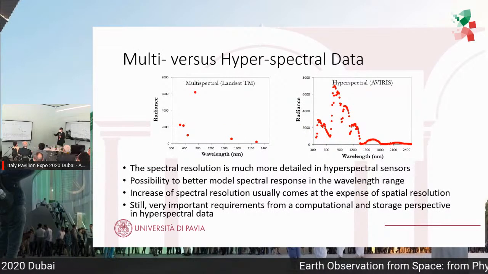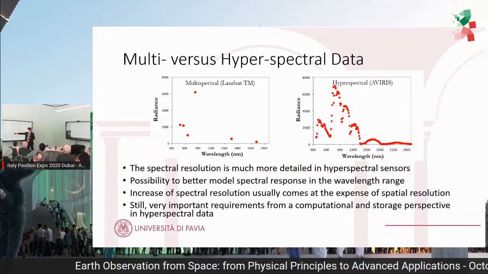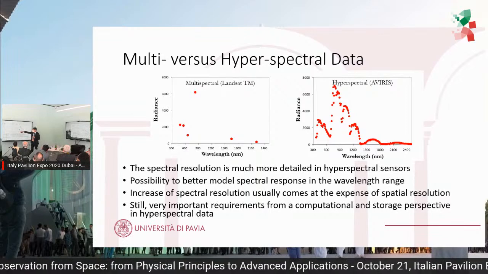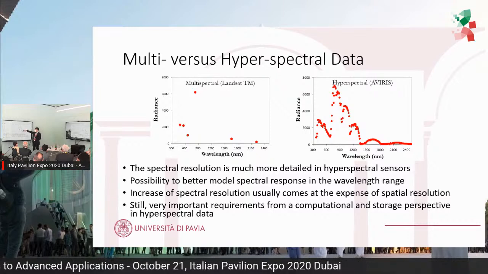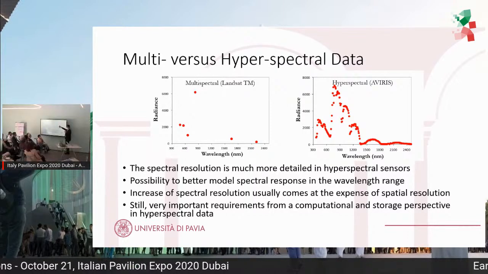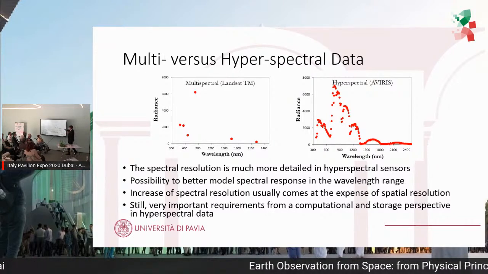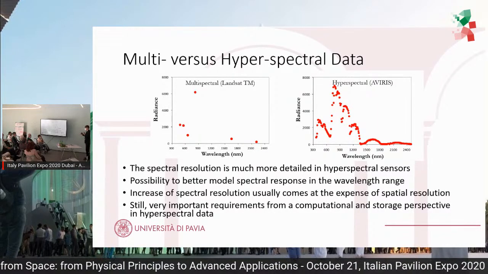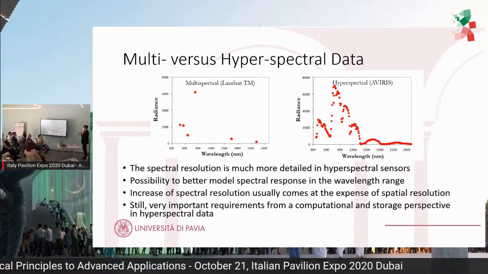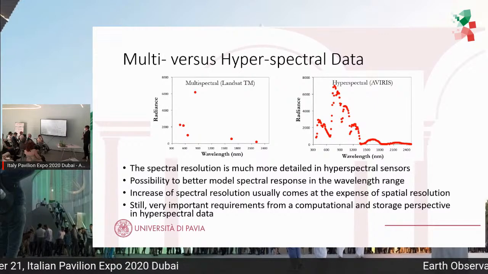Okay, so when you compare multispectral versus hyperspectral data, you see that this is the case. For multispectral, you have only a few measurements. This is similar to the image that was shown in the morning. This one is what you get when you have all the data. This is an airborne sensor, AVIRIS, a legacy sensor from NASA. And the spectral resolution is much more detailed in a hyperspectral sensor. And of course, this gives us the possibility of a better spectral response, but it comes at the expense of spatial resolution.